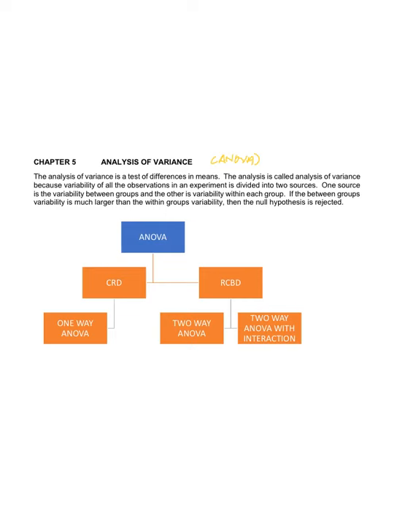Okay, under CRD, or completely randomized design, there is only one test that we will use, which we call one way ANOVA. And then under RCBD, randomized complete block design, there are two types. First we have two-way ANOVA, and the other one is two-way ANOVA with interaction. After this I will explain what CRD, RCBD, one way and two way are. So basically for analysis of variance, there are 3 that you will see: one way ANOVA, two way ANOVA, and two way ANOVA with interaction.